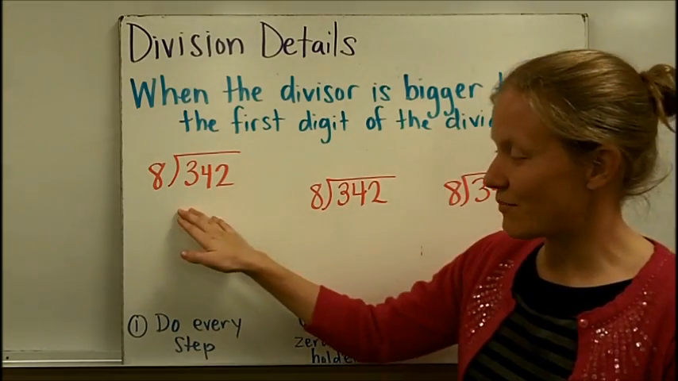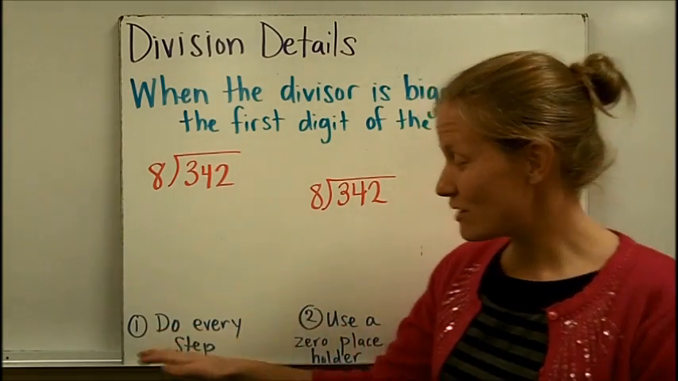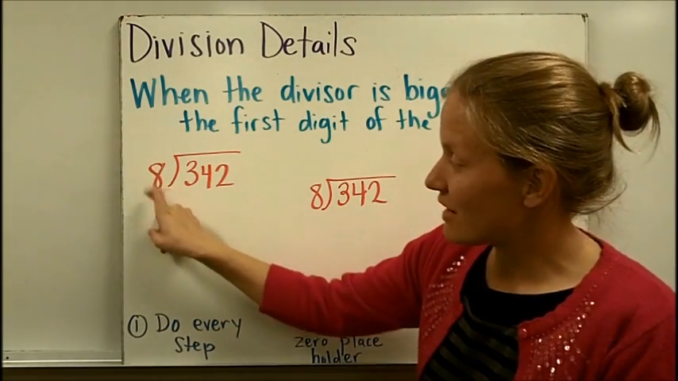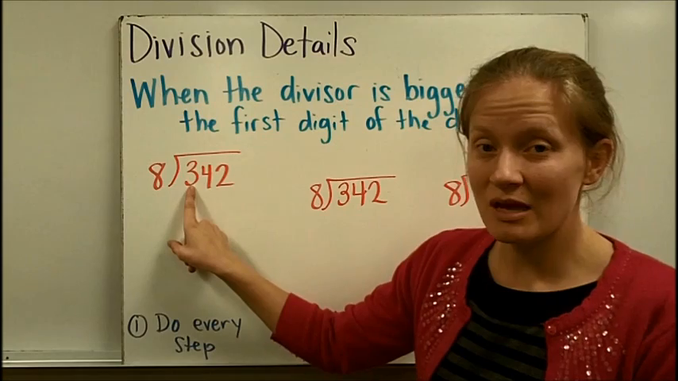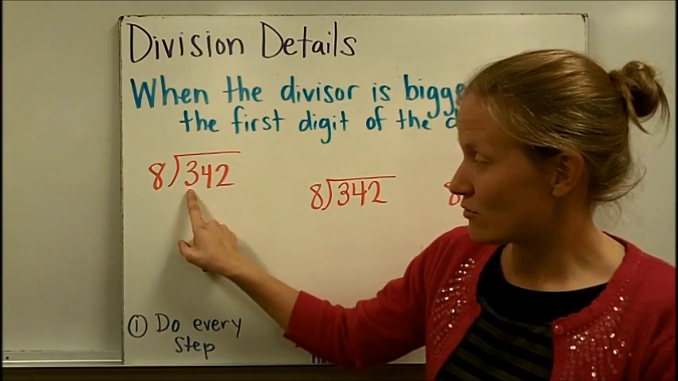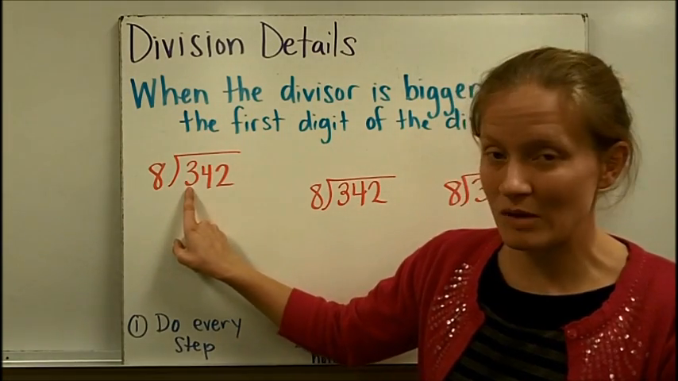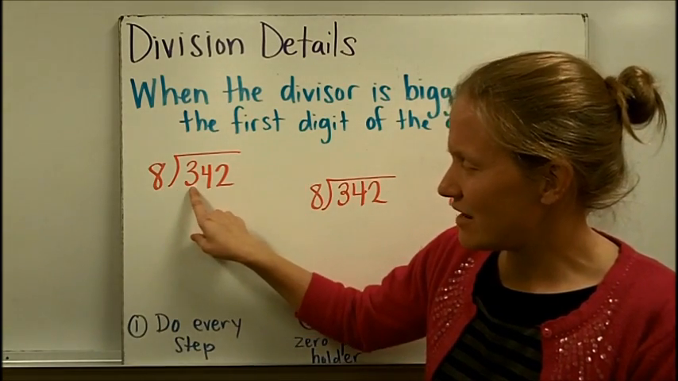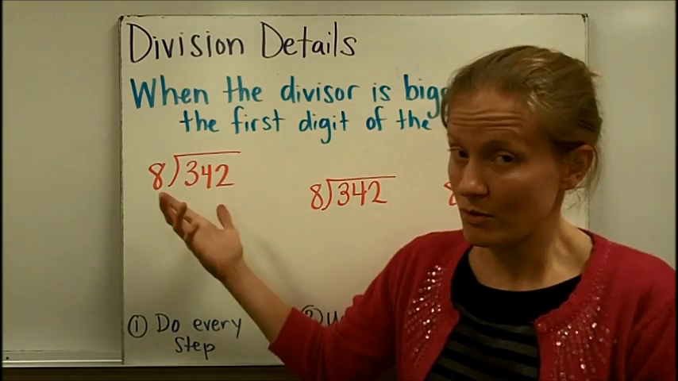So let's look at this example, and then we're going to have actually 3 ways that you can deal with this special circumstance. So you see that my divisor is 8, and the first digit of my dividend is a 3. This 8 is bigger than the 3. So the first question we always ask ourselves is, how many times can 8 go into 3? Well, it can't really go into 3.